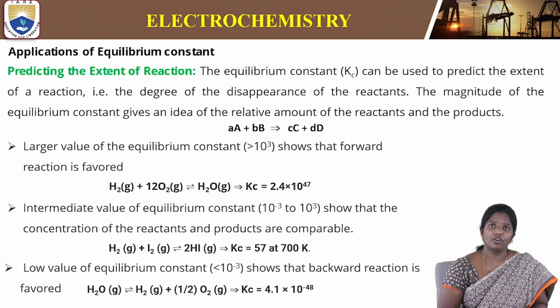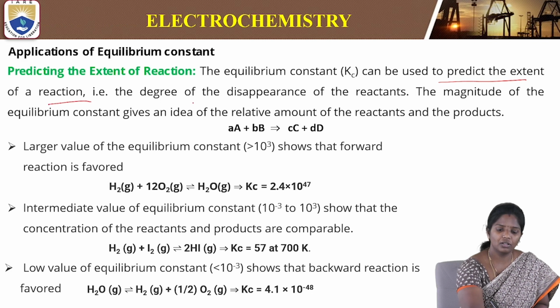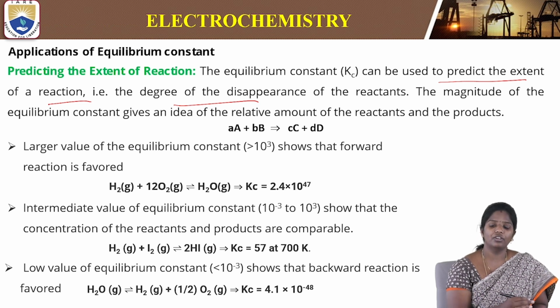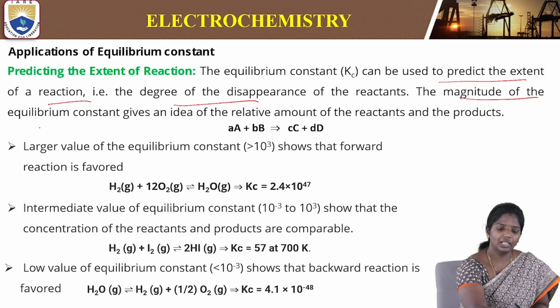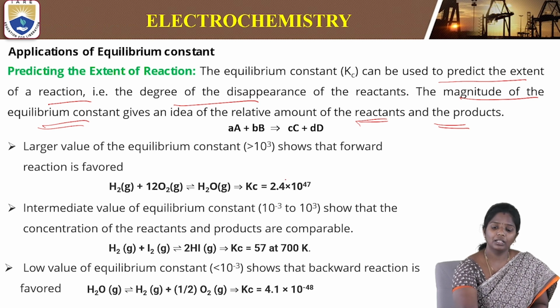What are the applications of equilibrium constant? This equilibrium constant has very good applications. It helps us understand the extent of reaction, what reaction is going on. It will predict the extent of reaction or the degree of disappearance of reactants. When a reaction is taking place, it forms a product, indicating the disappearance of reactants. So the magnitude of the equilibrium constant gives the amount of reactants and products.